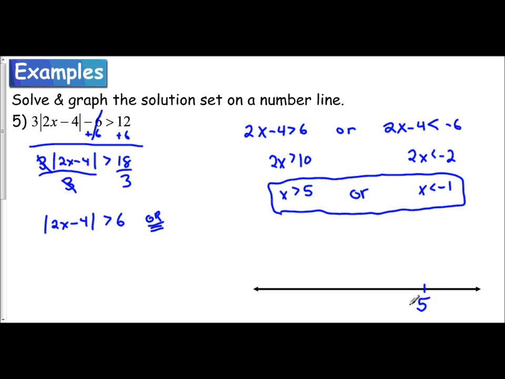So here's 5 on the number line. Here's negative 1. Since x is less than negative 1, it's an open circle with an arrow going to the left. X is greater than 5, open circle with an arrow going to the right. So just like when we solve absolute value equations that are a little tricky, we have to remember before we split it, before we create our two inequalities, we have to isolate the absolute value by itself.